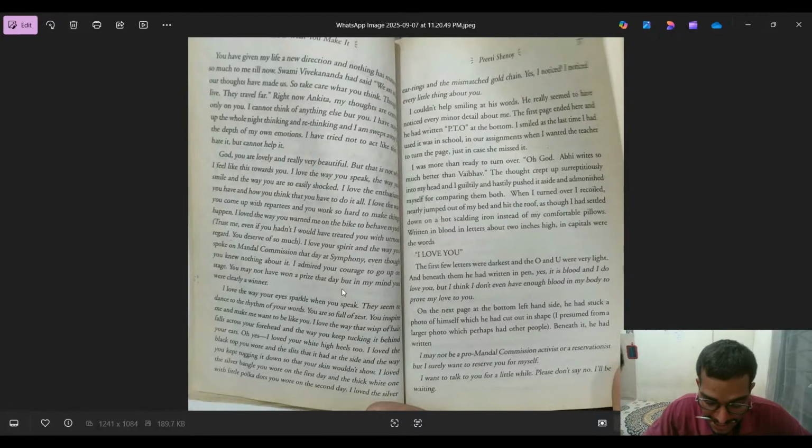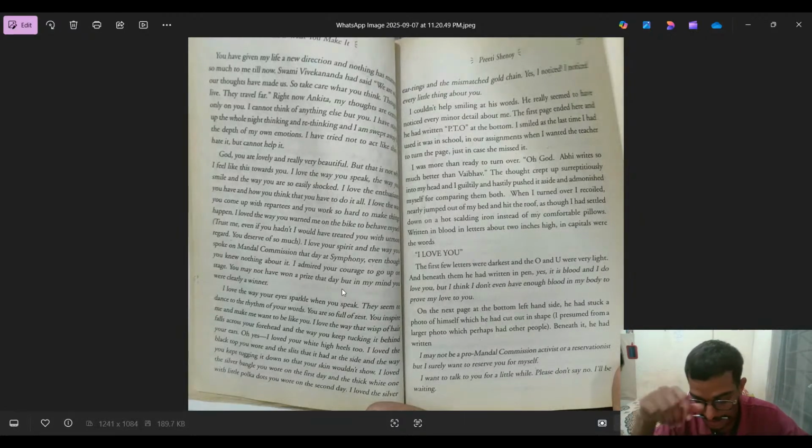I was more than ready to turn. Oh God, I will read so much better than Vaibhav. The thought crept up surreptitiously into my head, and I guiltily and hastily pushed it aside and admonished myself for comparing them both.